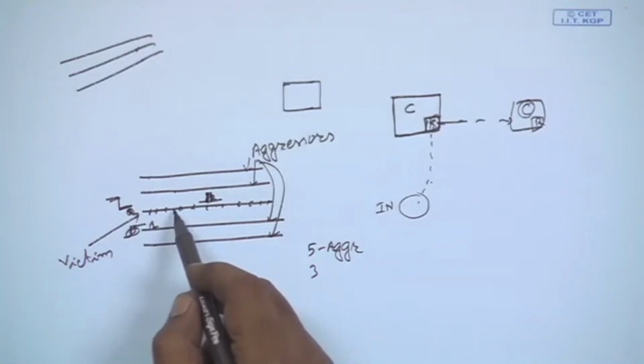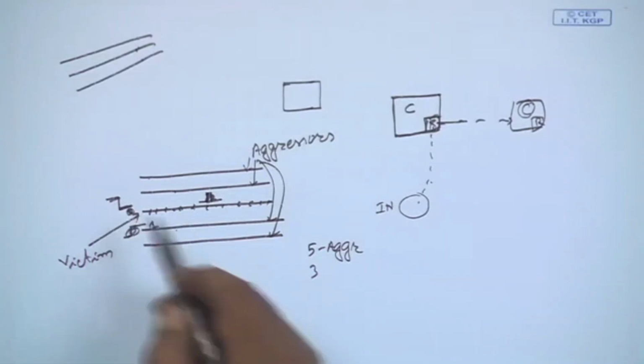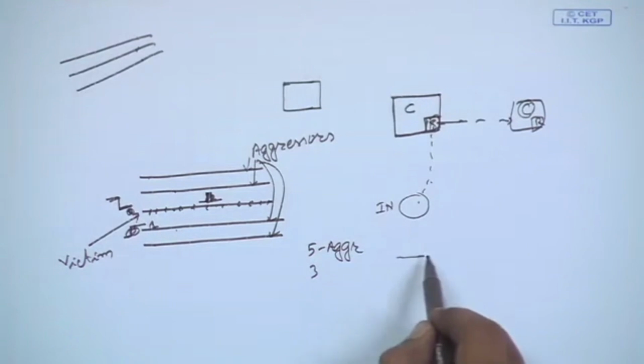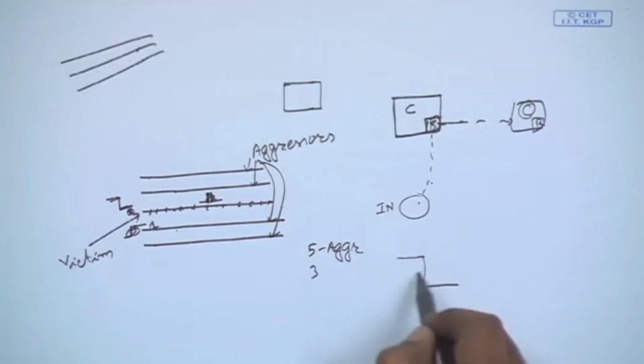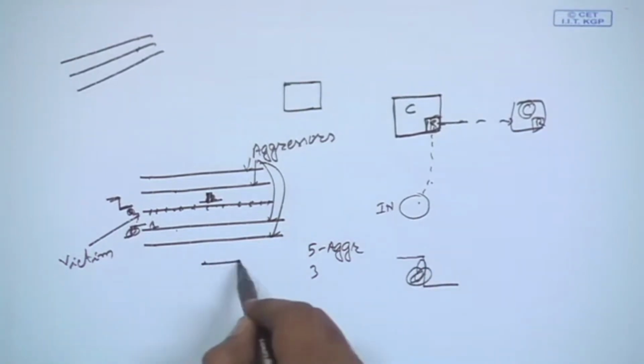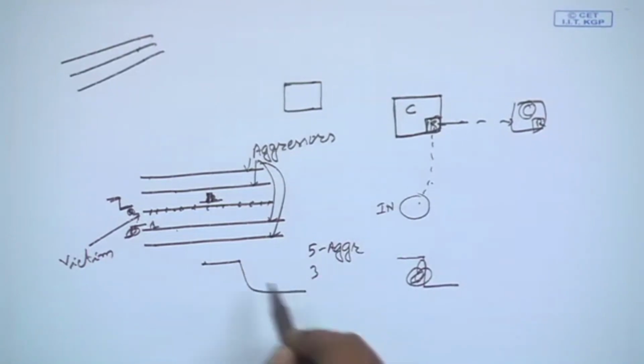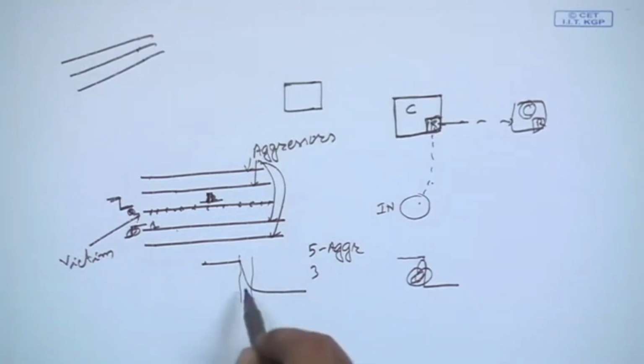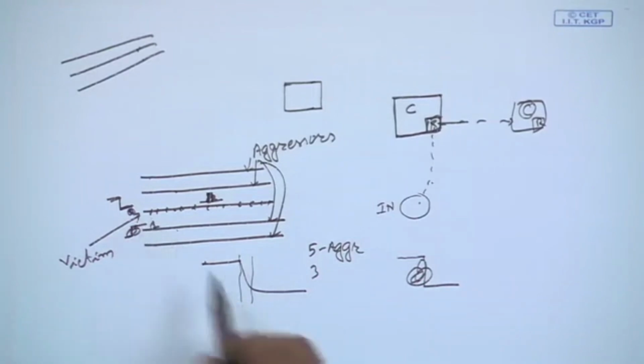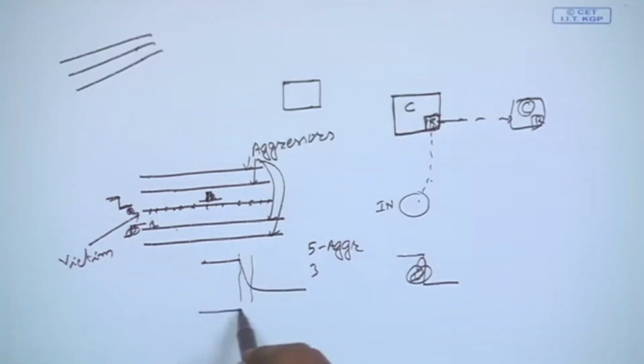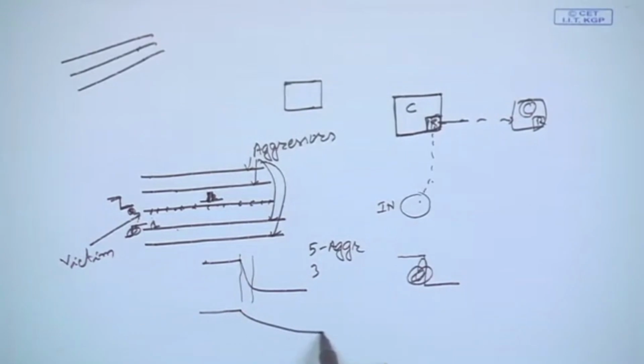So it will take some time. Let us say in the normal case the transition should be like this, where this is the time by which it decays to the logic low level. But due to the presence of a high signal on the aggressor line, it may take more time. So, it may be that it decays over a sequence like this.